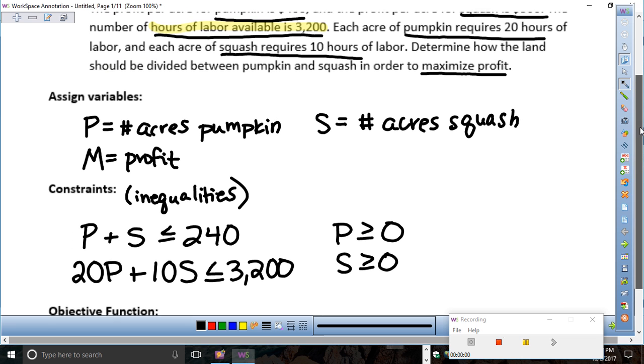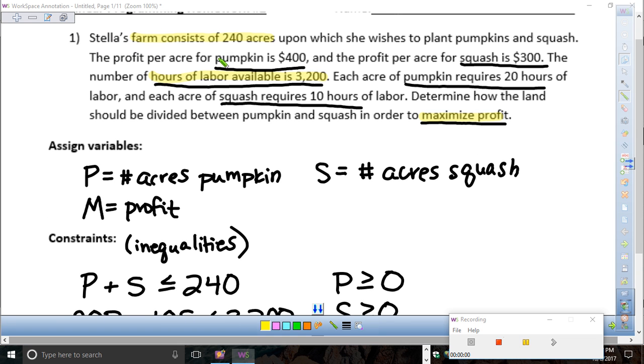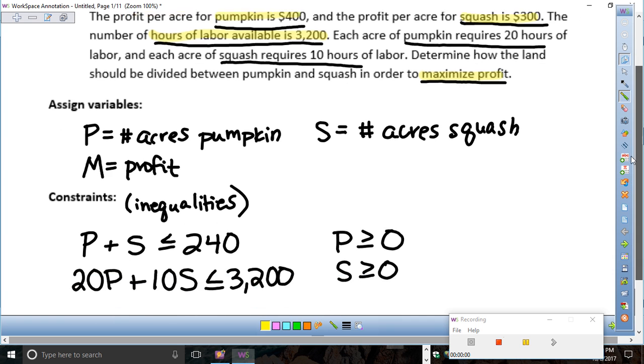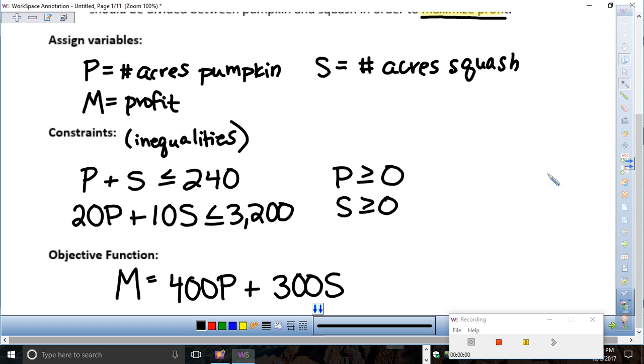All right, next we're going to do our objective function, which has to do with what we're wanting to maximize. We want to maximize profit, so we're going to use this information that the profit per acre of pumpkin is $400. The profit per acre for squash is $300. All right, so remember that we're using the variable M to represent profit. I was thinking M for money. M equals $400 times the number of acres of pumpkin plus $300 times the number of acres of squash. Okay, so that is the setup.